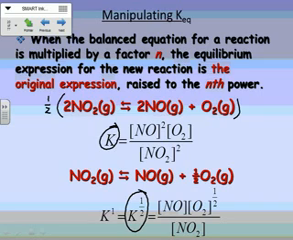Okay, if we had multiplied this whole equation by 2 instead, this would become NO to the 4th power, this would become O2 squared, and this would become NO2 to the 4th power. So in essence, it would end up being K squared.